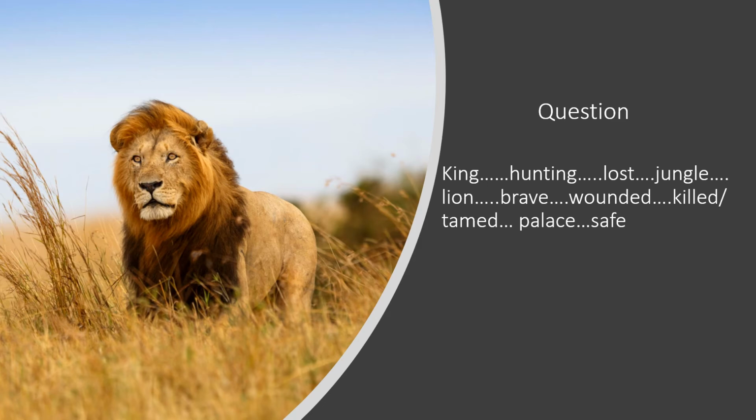Now, we have reached the question segment of this video. I am going to take you through different kinds of questions that are asked. So the first one, your teacher might just give you an outline of the story and you have to develop it into a detailed story. So for example, here, King hunting, lost jungle, lion brave, wounded, killed, tamed, palace safe. Now you need to put in your imaginative powers to develop the story. I'll just take you through this particular sample.